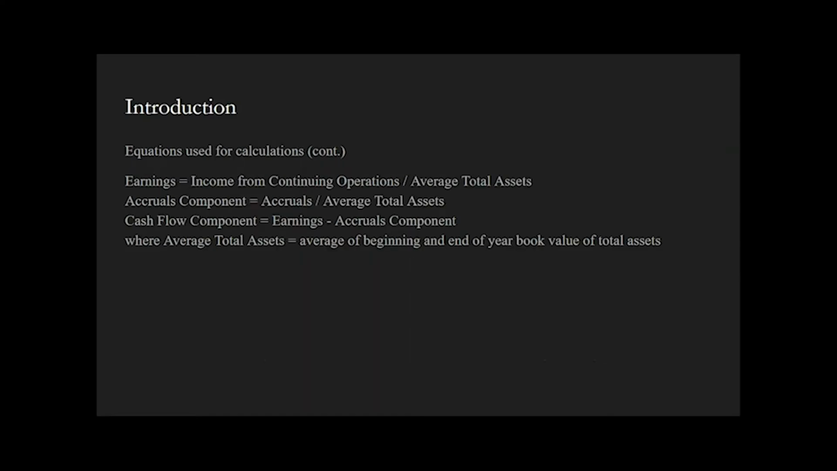Finally, the three financial variables are calculated as follows. Earnings component equals income from continuing operations divided by average total assets. Accruals component equals the previously calculated accruals divided by average total assets. And cash flow component equals earnings component minus the accruals component.